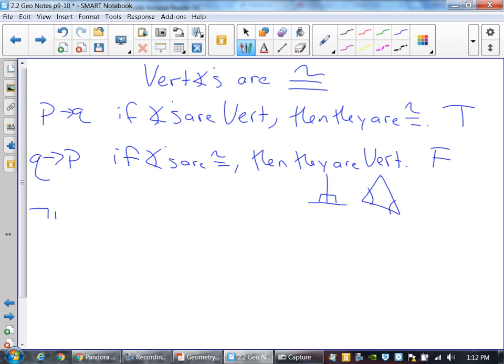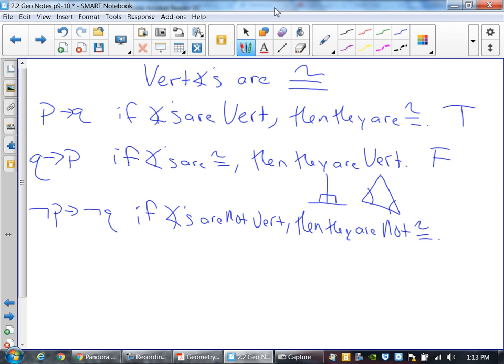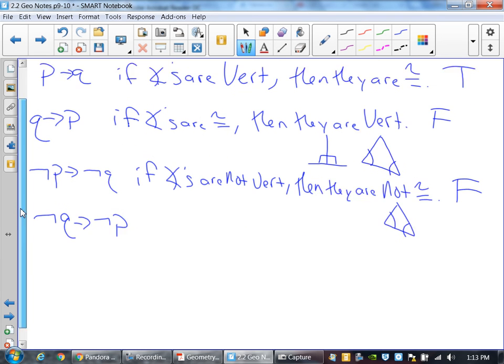Now go the other way. Not P, not Q. If an angle is not congruent, then it's not vertical. True or false? That's false. Can't they use the same example then too? And then the last one. If the angles are not congruent, then they are not vertical. Is that true or false? Correct.